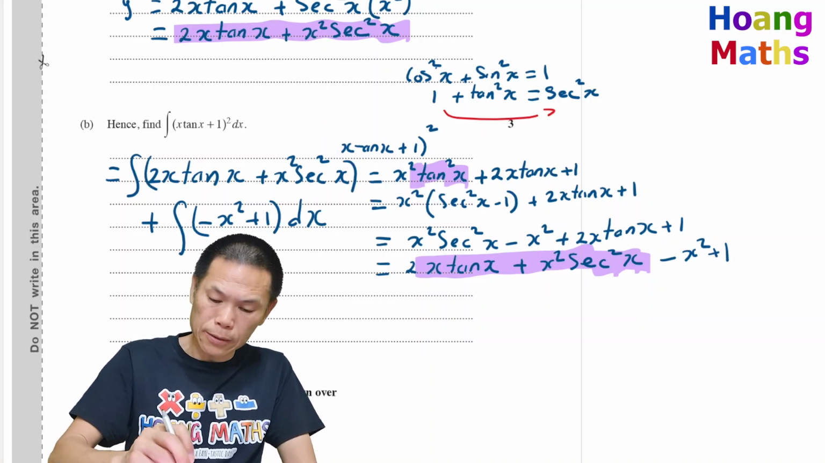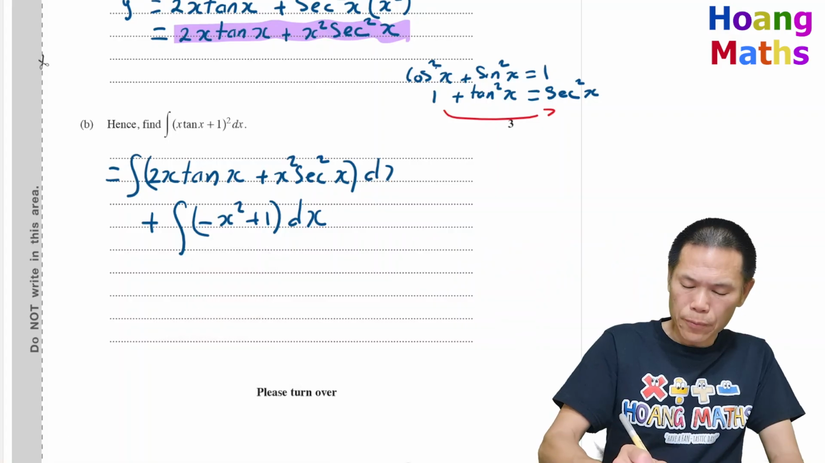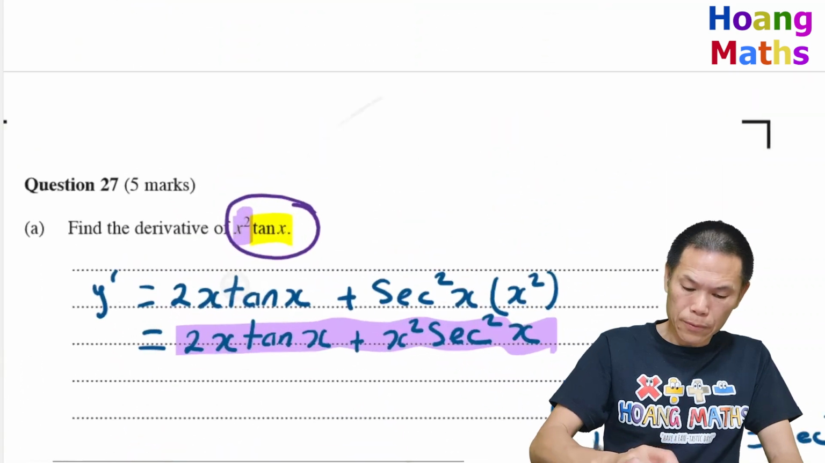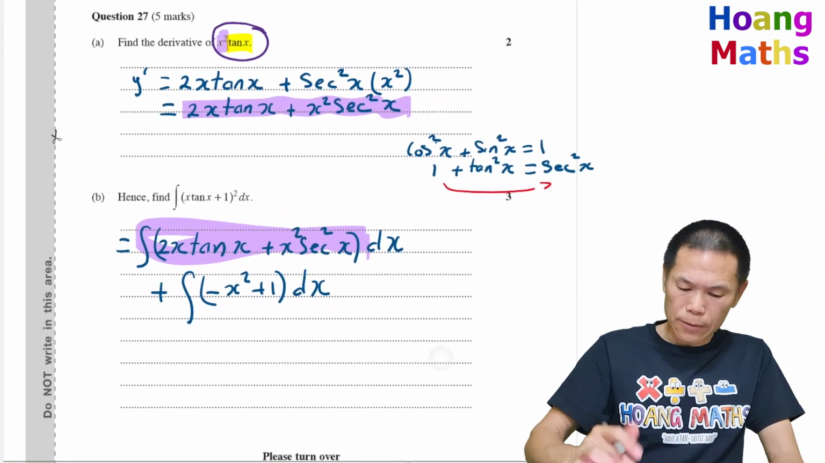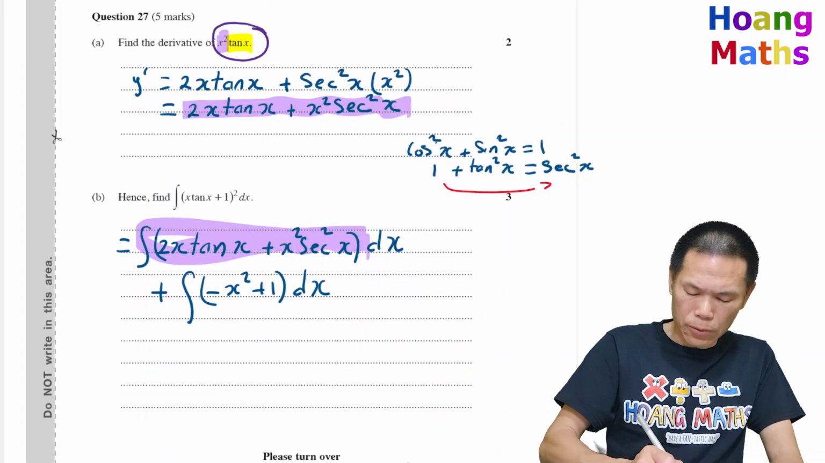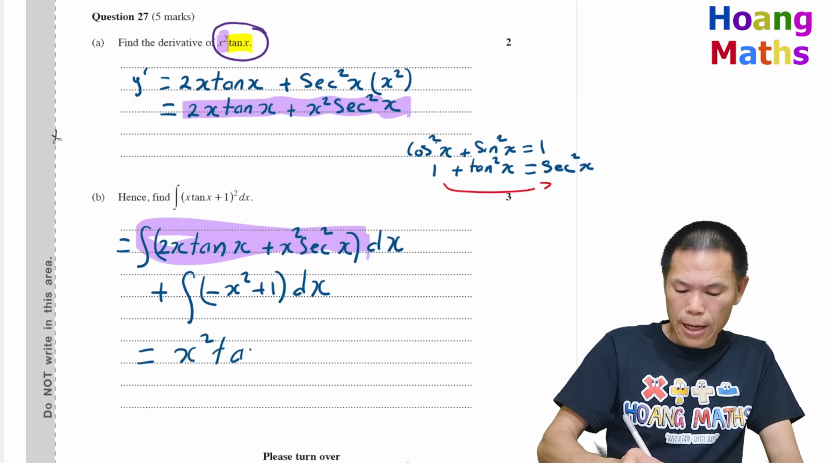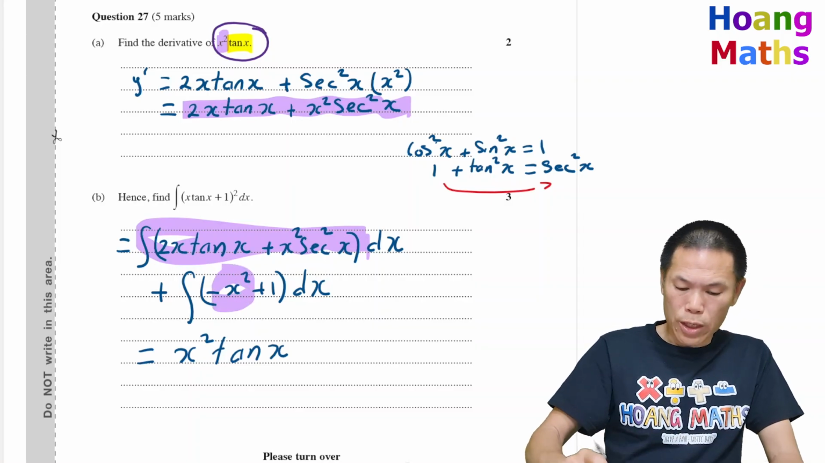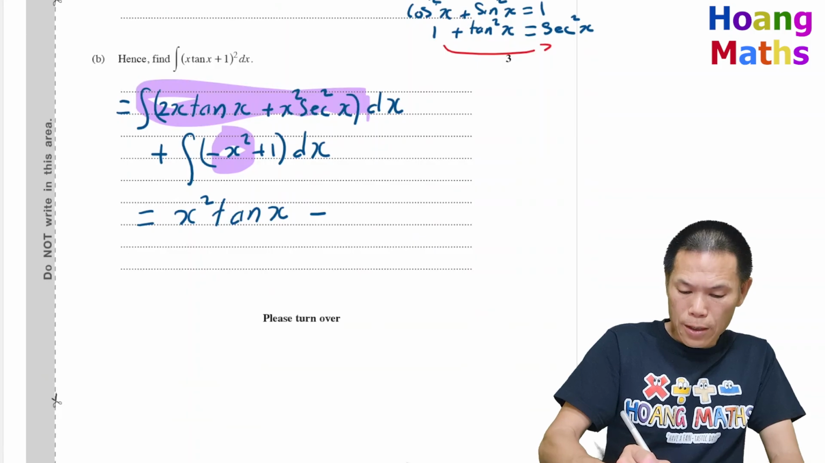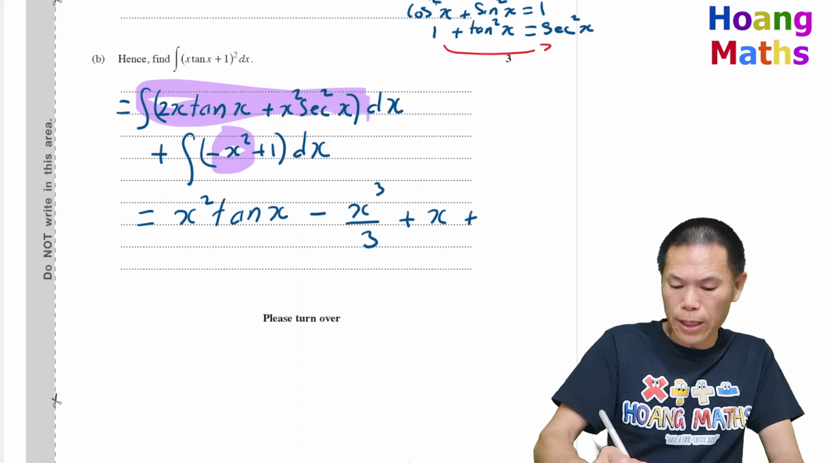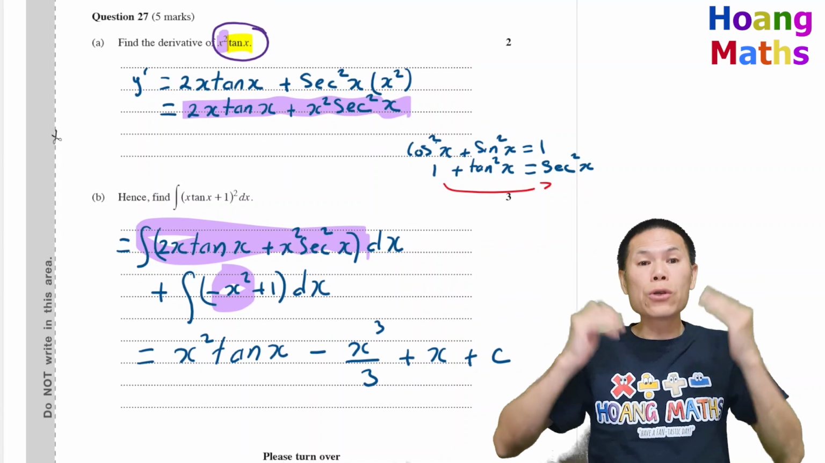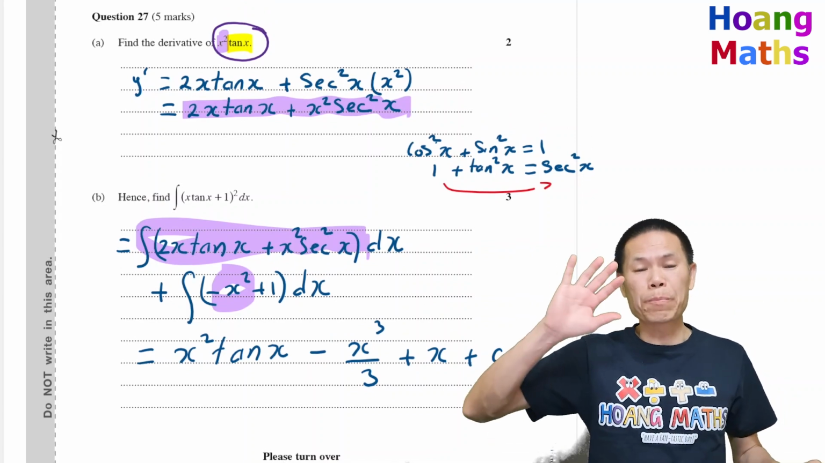Let me just clear this. This will give me x squared tan x. So that is equal to x squared tan x, and if we integrate negative x squared, it gives negative x to the power of 3 over 3. Integrate 1, it gives x. And don't forget, we add a letter c, a constant. So there you go. Thank you so much for watching. Bye.